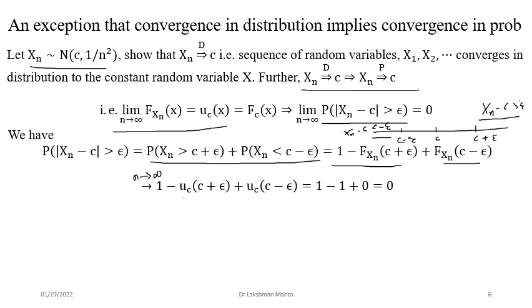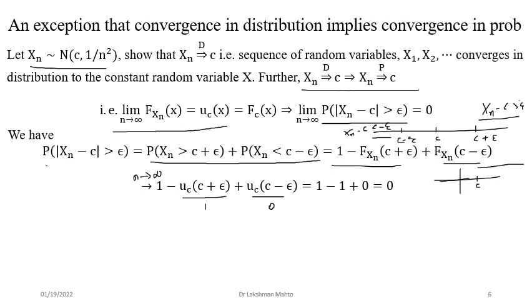The integral of the Dirac delta function, which is the unit step function centered at c, we are computing at c plus epsilon, and also at c minus epsilon. We know it is a unit step function centered at c, so it takes value 1 from c onward, and before c it takes value 0. So c plus epsilon is to the right of c, where the value is 1, and c minus epsilon is to the left of c, where the value is 0. If you simplify, the total value comes to 0.